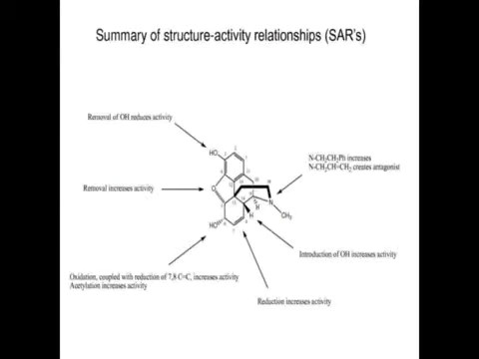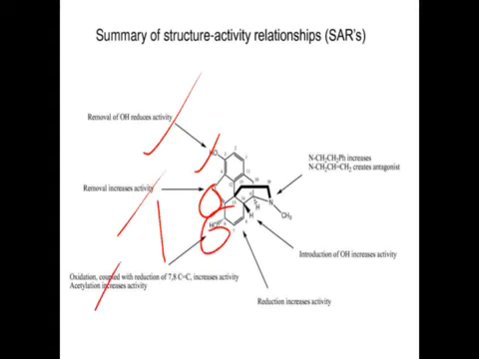So this is about some summary part of the structure activity relationship. Removal of hydroxy group at the third position will decrease the activity. If this ether linkage is removed, it will increase the activity. This hydroxy group, if it undergoes oxidation, reduction, or is coupled with the 7 or 8 double bond, it will increase the activity.